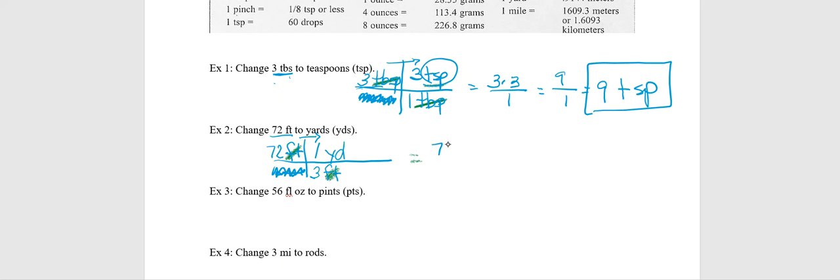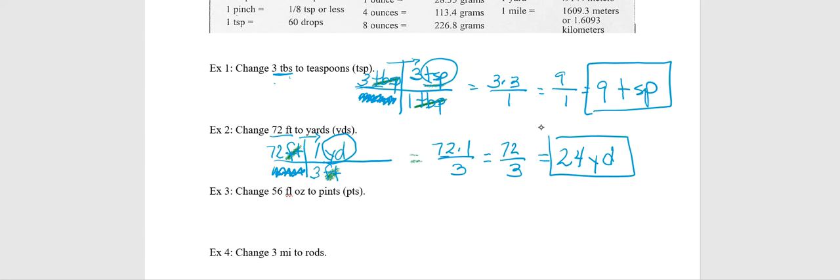So it's 72 times 1, and the bottom is just a 3. 72 over 3 is 24, and the unit that's left is yards. So 72 feet is equal to 24 yards.